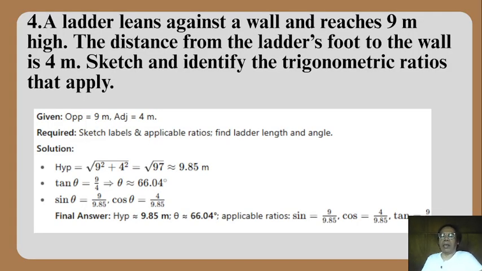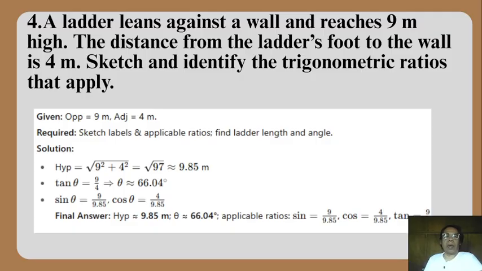We are required to sketch and label the sides, and then obtain the applicable ratios to find the length of the ladder and the angle. So since we are given the opposite and the adjacent values, we can get the hypotenuse using the Pythagorean theorem.